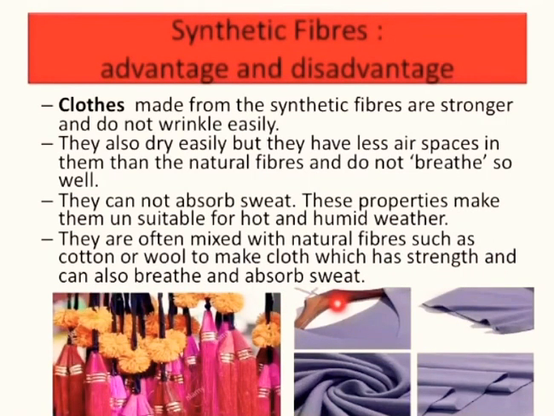So students, basically this is the end of this chapter. We got to know that there are two types of fibers: natural fibers and synthetic fibers. Natural fibers are cotton, wool, silk and jute. Synthetic fibers are nylon and polyester.